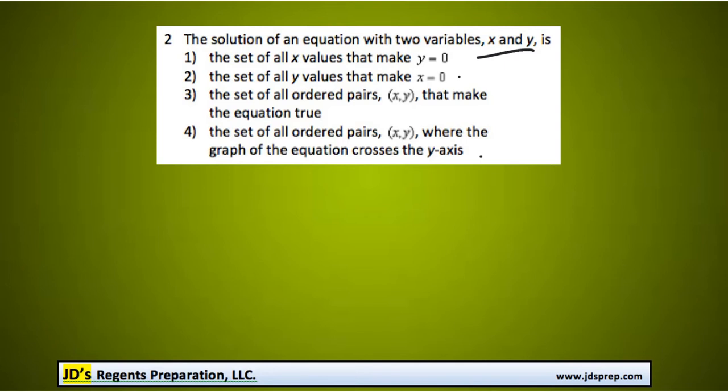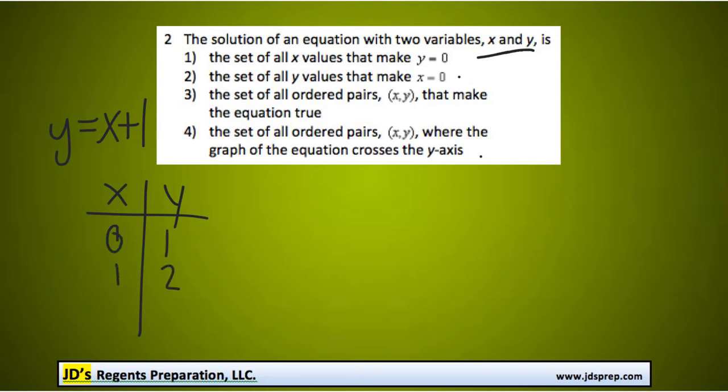I like to start by thinking of maybe an actual equation that involves two variables, an x and a y. So let's make one up. Let's say y is equal to x plus 1. So that means if x was 0, y would be 1 more. If x was 1, y would be 2. If x was 2, y would be 3, and so on.